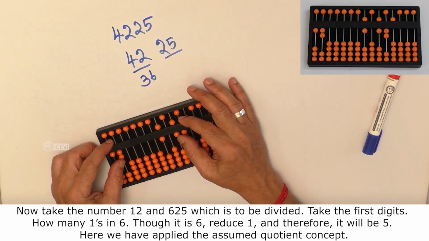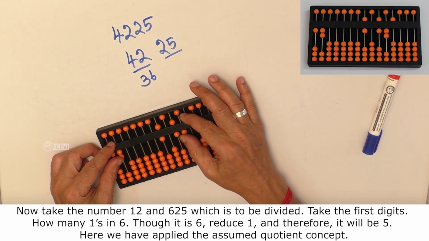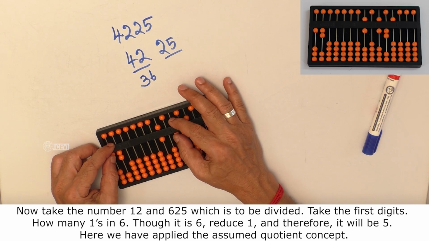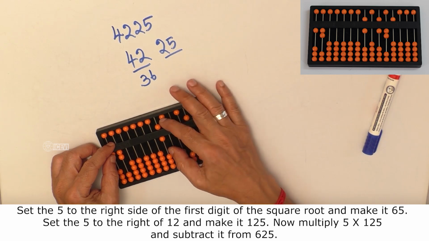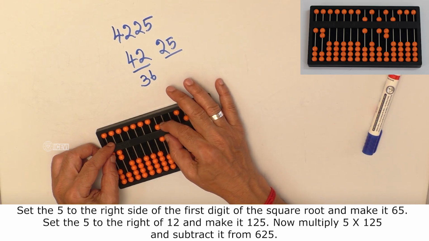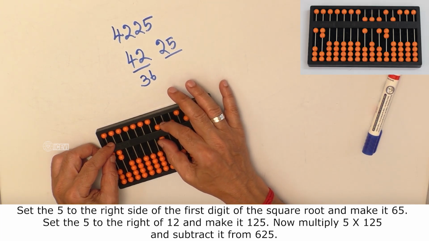Now, take the number 12 and 625, that is to be divided. Take the first digits. How many ones of 12 are in 6? Though it is 6, reduce 1, and therefore it will be 5. So here we have applied the assumed quotient concept. Set 5 to the right side of the first digit of the square root and make it 65.